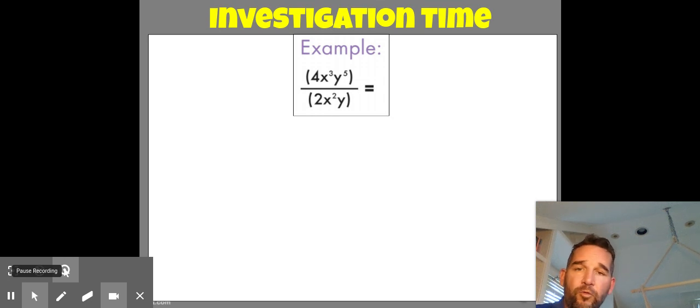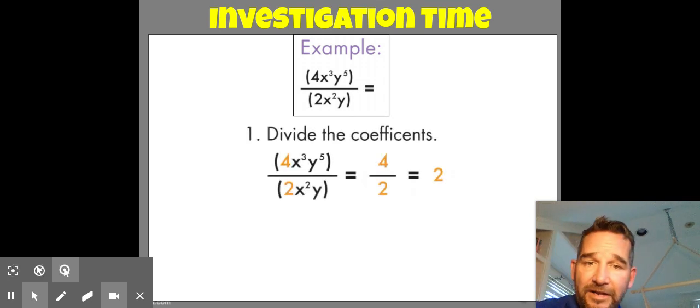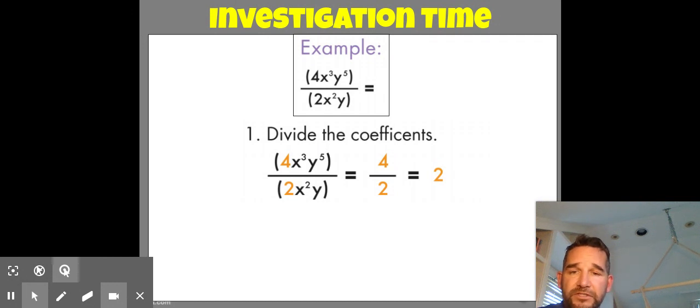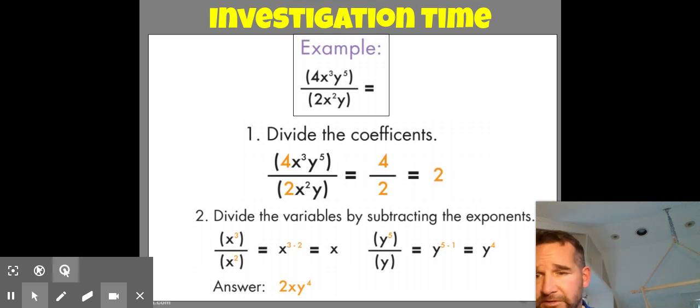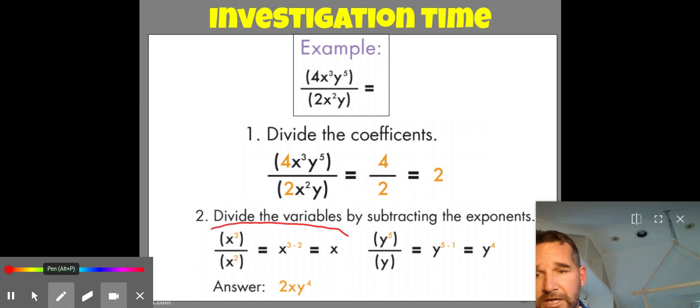Well, number one, you can just go ahead and divide out your coefficients. 4 divided by 2 is 2. So the first part is taken care of. Divide out your coefficients if you can. Then separate your bases and do them separately. So x to the third divided by x squared is going to give me x, or x to the first. That's what you see happening right here.